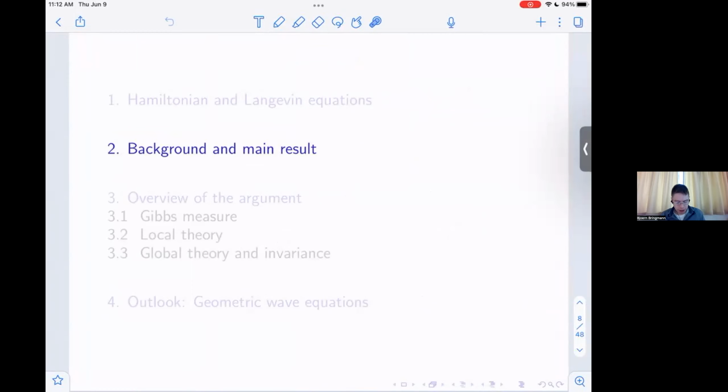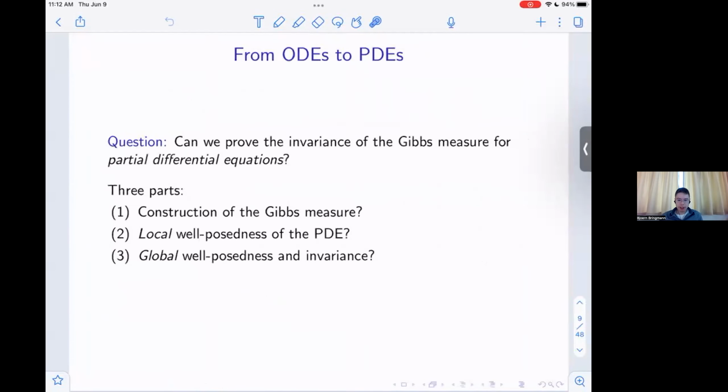Okay, so let's actually talk a little bit about the PDE framework. So what we now want to do is make a passage from ODEs to PDEs, right? So the question that we want to pose is, okay, can we prove the invariance of this Gibbs measure for partial differential equations, right? So this question sounds kind of innocent, but at least in my opinion, turns out to be somewhat deep.